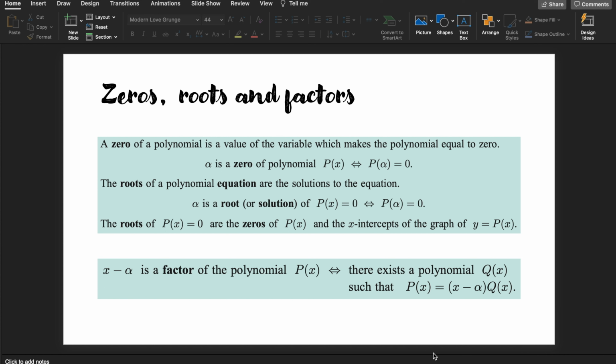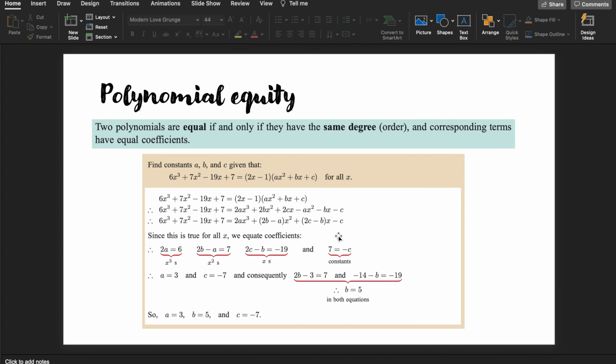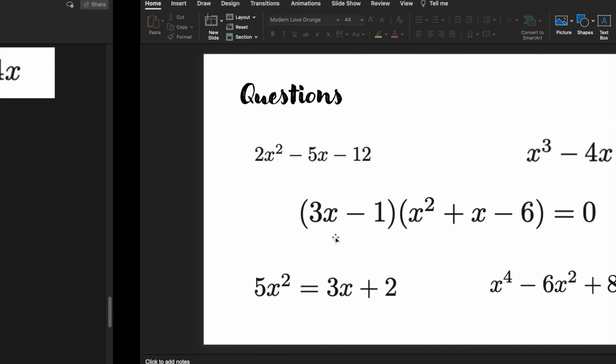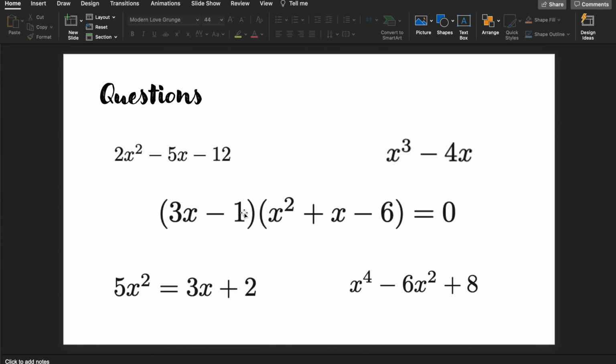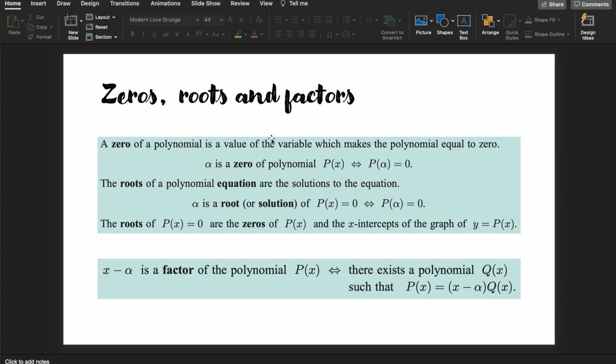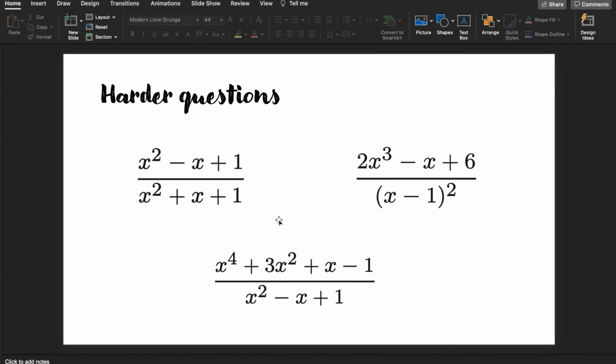The next point states that x minus alpha is a factor of p of x. So if that is true, then there exists a polynomial q of x such that p of x equals x minus alpha times q of x. So that's pretty simple. So let's move on. Let's try to solve some questions based on zeros, roots, and factors.